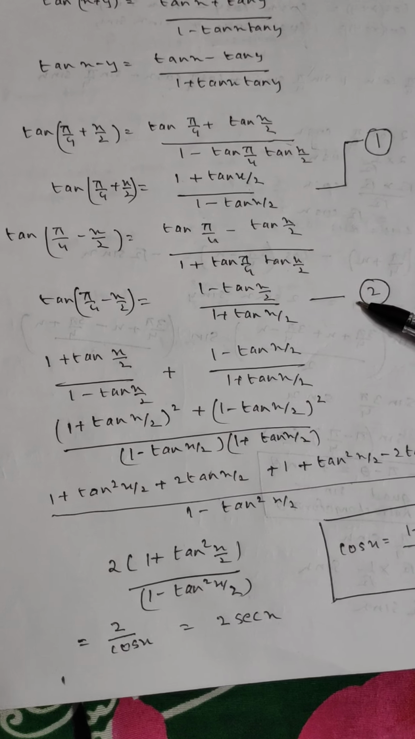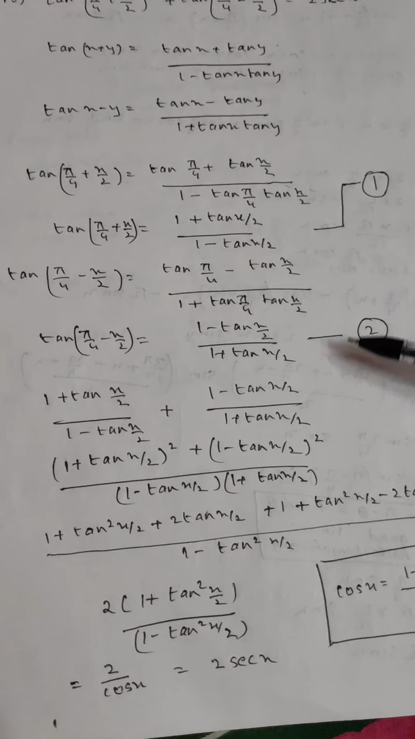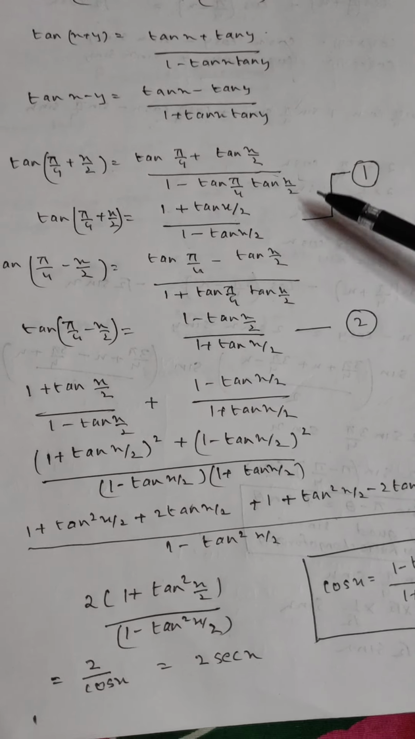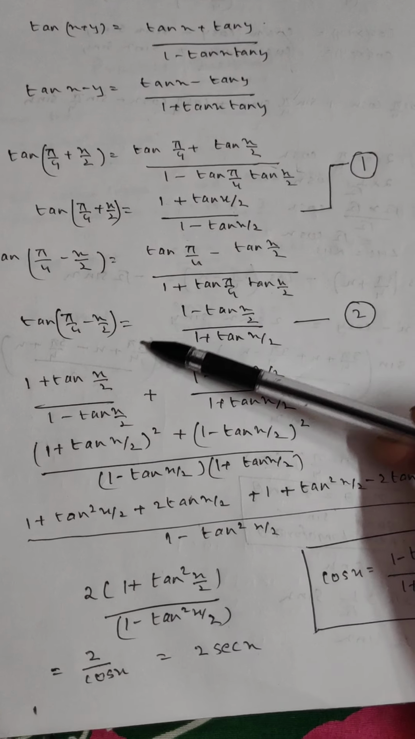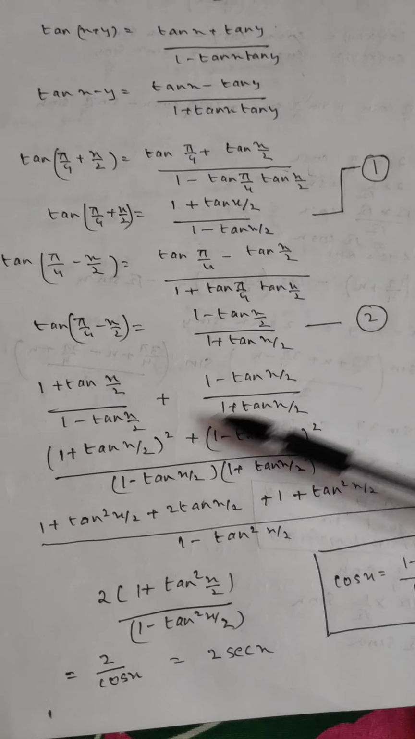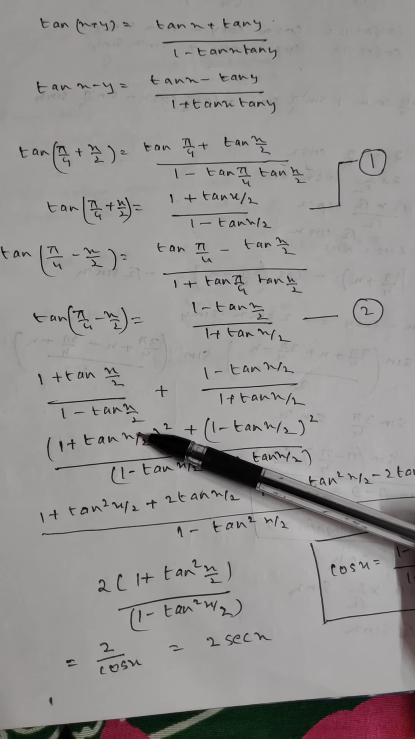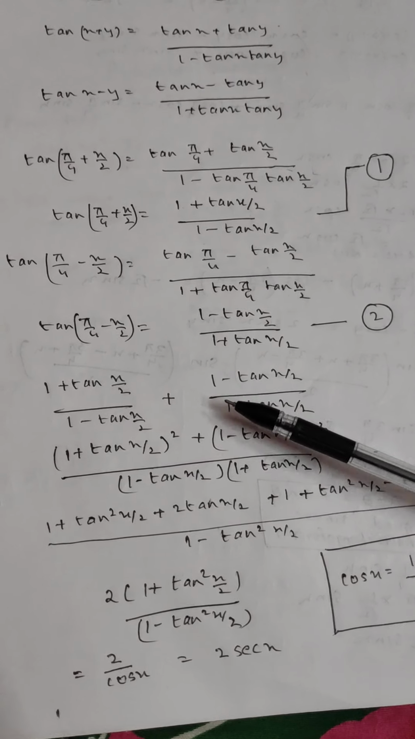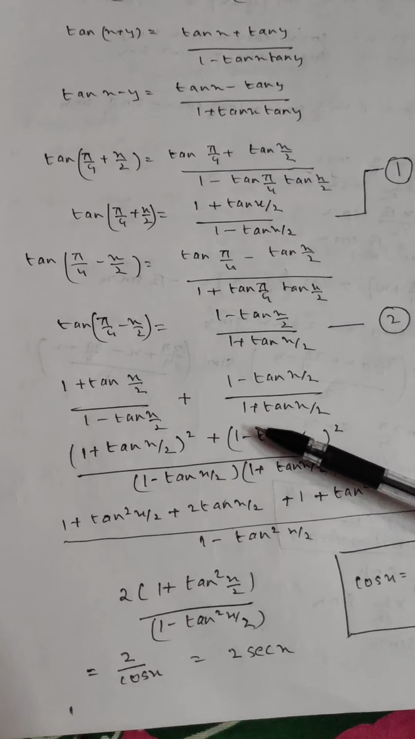From 1 and 2 we put it in the left hand side. This is the left hand side. We are putting the value of 1, that is tan (pi by 4 plus x by 2), into tan (pi by 4 minus x by 2). In the left hand side we get (1 plus tan x by 2) upon (1 minus tan x by 2) plus (1 minus tan x by 2) upon (1 plus tan x by 2). Let us take the LCM.